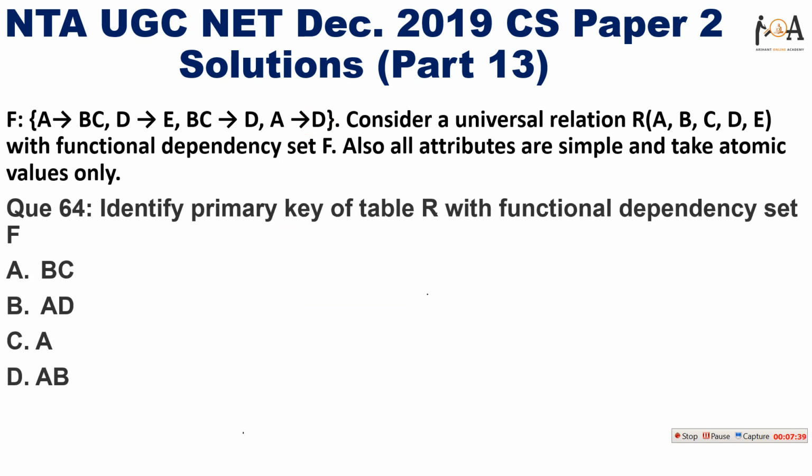Question number 64. Identify primary key of table R with functional dependency set F. So primary key is a key which can uniquely determine all other elements of a relation. So you can say that A closure is nothing but A, B, C, and BC can derive D, and D can derive E. So closure of A is A, B, C, D, E.